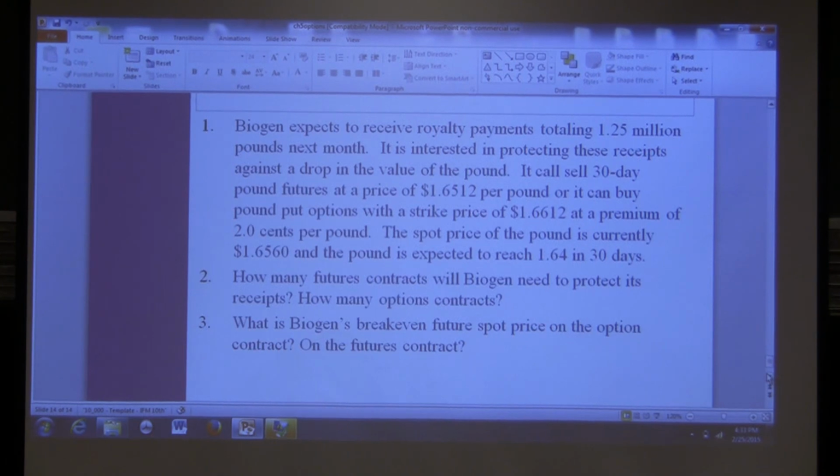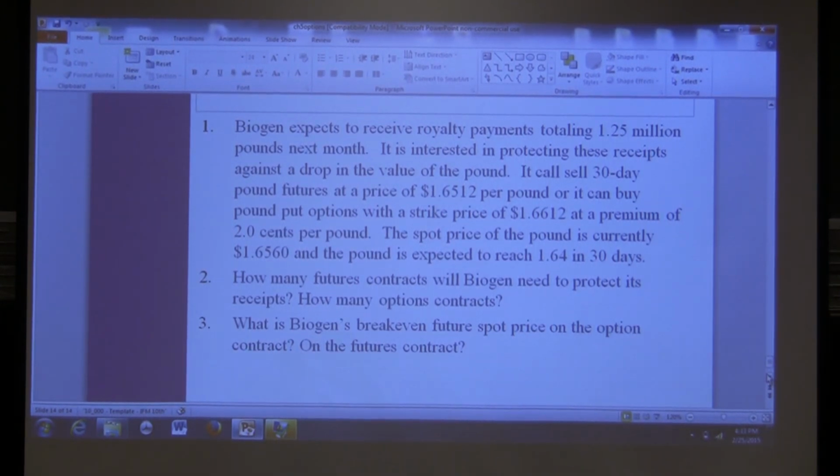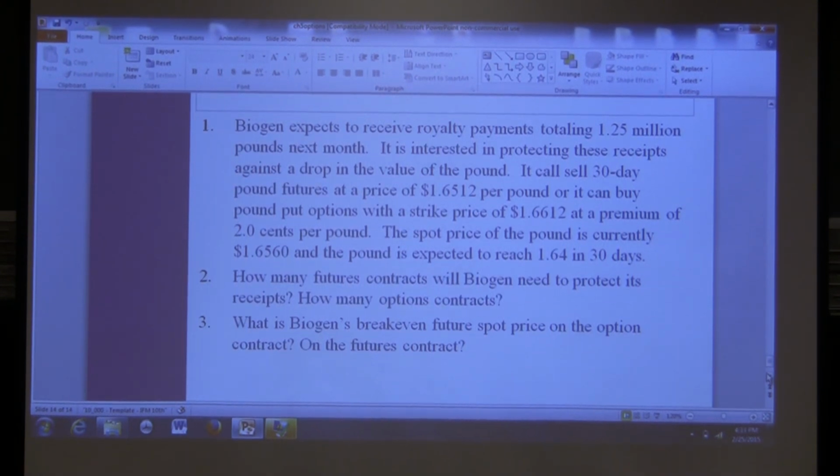You don't pay a premium on the futures, right? No, that's why. Okay, so the reason why you don't pay is mainly because you don't have much flexibility. And your losses and profits are symmetrical.